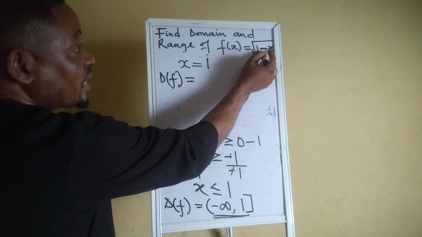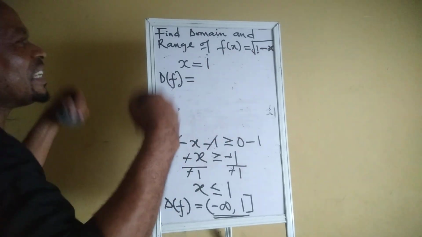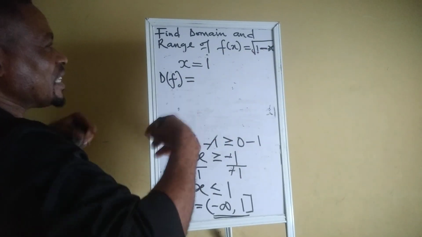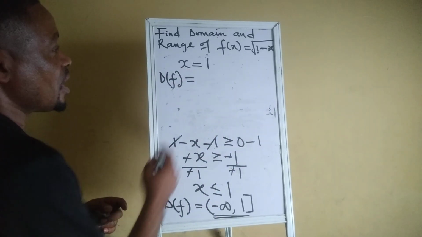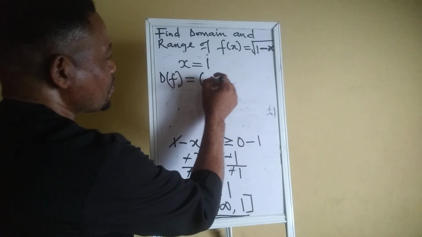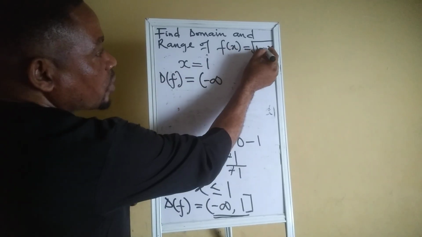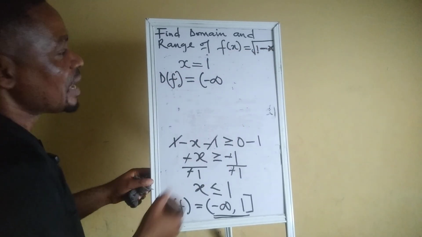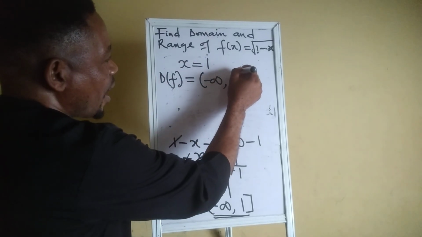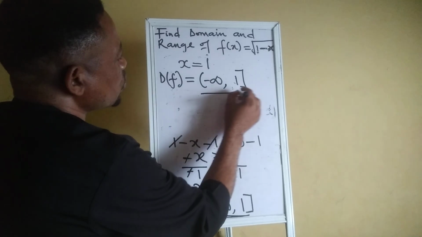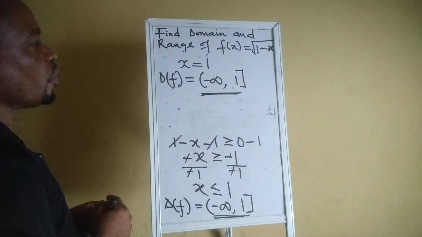Since it is negative, it means that it is less than, so it is going towards negative infinity. I will now say bracket minus infinity, because of this minus. Am I communicating? And the last value of x is 1. I will now say comma 1 and use a closed bracket. So this is also how to verify the domain of f.